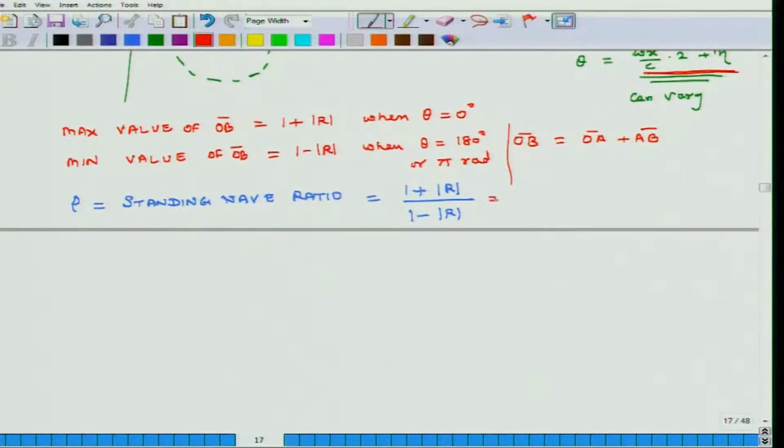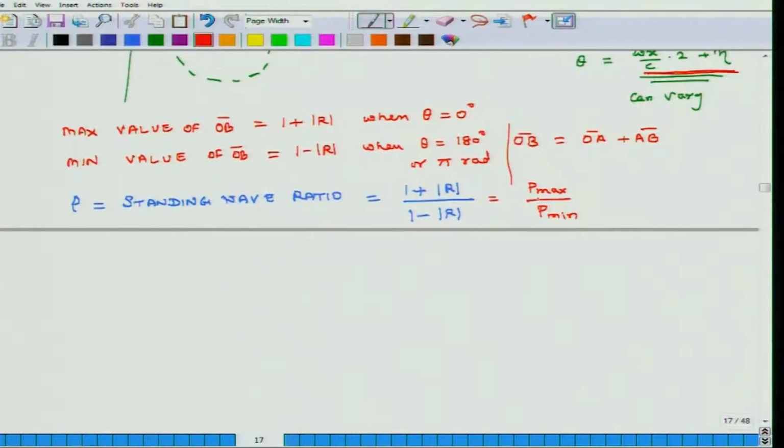So rho is equal to P max divided by P min. At some value of x, P will be maximum. It will be maximum also at x equal to 0, at 360 degrees, at 720 degrees, and so on and so forth. And P will be minimum at some other location.